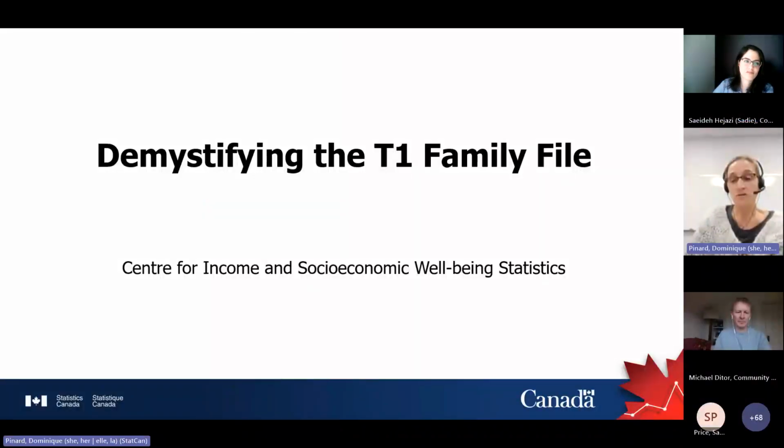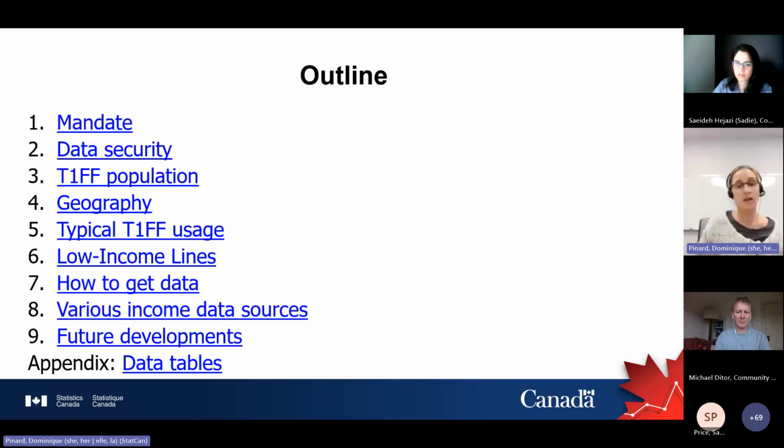So without further ado, the plan for today is really to discuss a little bit of background behind what the T1 family file, or TIFF, is. Because the T1 family file is based on the T1 PMF, or the tax data, we are very cognizant of the security and the sensitivity of the data. So I'll just cover a couple of points.